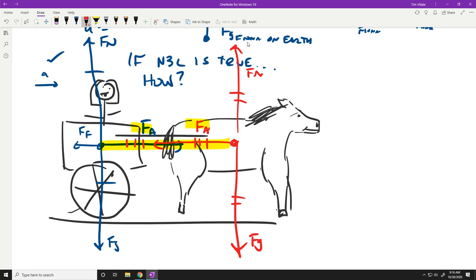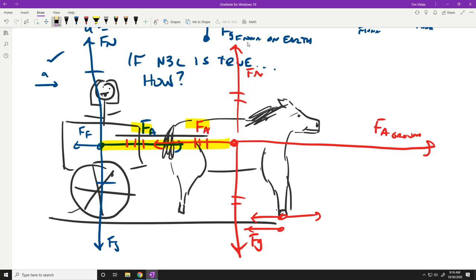And that's nice. But the horse is being pushed forward because of the ground, right? The horse's feet are pushing backwards, pushing the ground backwards, and the ground is pushing it forwards. Just like when you put your canoe or your oar in the water, you push the water backwards and the water pushes you forwards, right? That's an action-reaction pair right there, right? So the ground is pushing the horse forwards, and that force happens to be bigger than the applied force from the chariot pulling backwards.